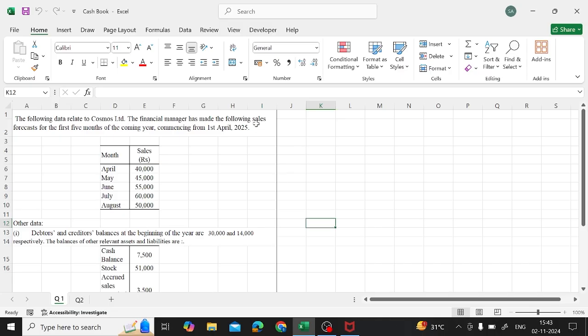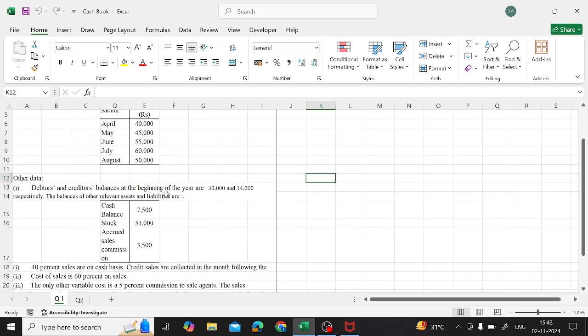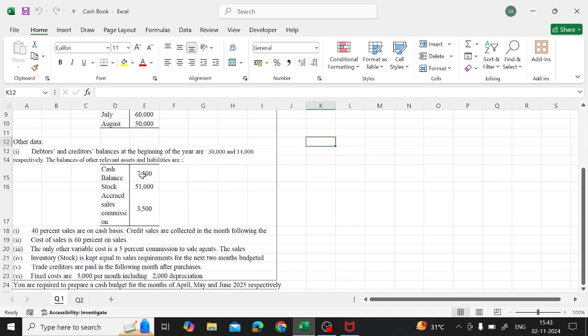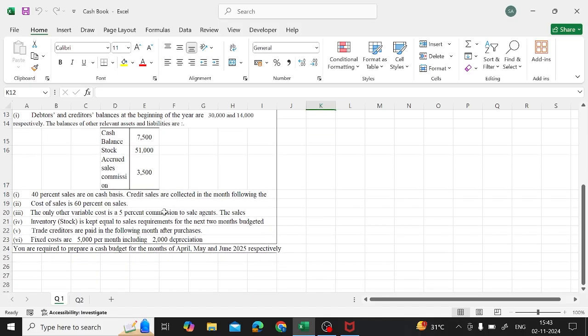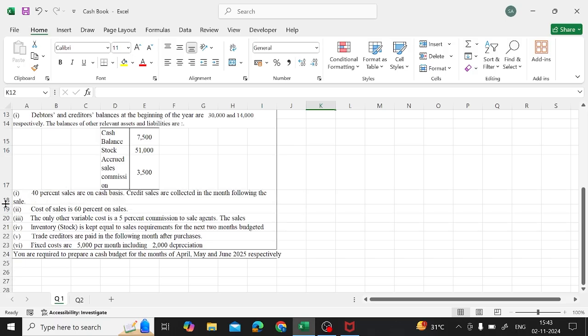The financial manager has made the following sales forecast for the first 5 months of the coming year commencing from 1st April. These are the sales forecasts. The debtor and creditor balances at the beginning of the year are 30,000 and 14,000, and the other balances are: cash balance 7,500, stock 51,000, accrued sales commission 3,500. Now 40% of the sales are on cash basis and credit sales are collected in the month following the sale.